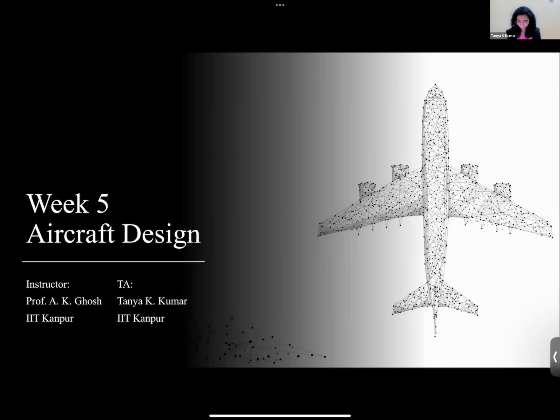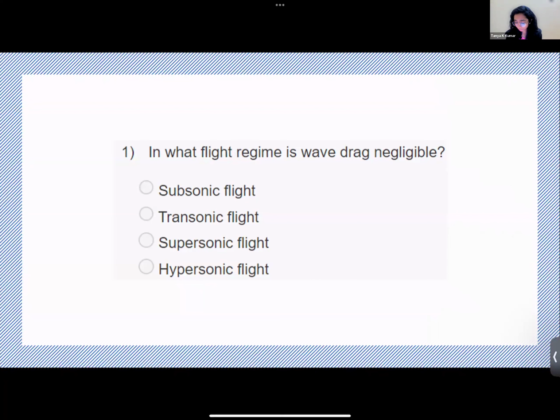So let's start. In what flight regime is wave drag negligible? What is wave drag? Drag in supersonic conditions when the shock wave occurs. So the answer to this question would be that it is negligible in subsonic flight.